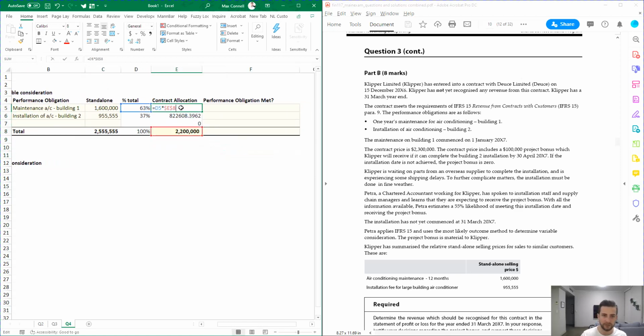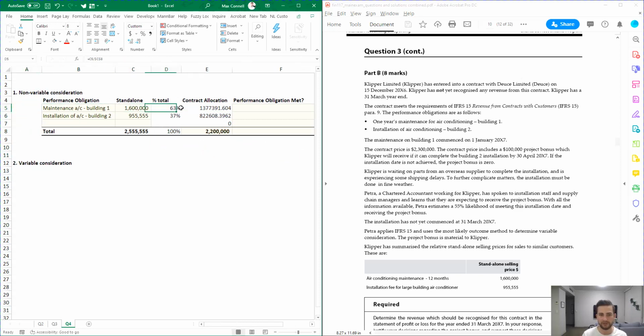So what this is doing is apportioning that $2.2 million per the contract against each of these services by the standalone selling price. That's how we can figure out how much revenue should be allocated against each service. Okay, so the next thing to consider is, have they actually met their performance obligation?